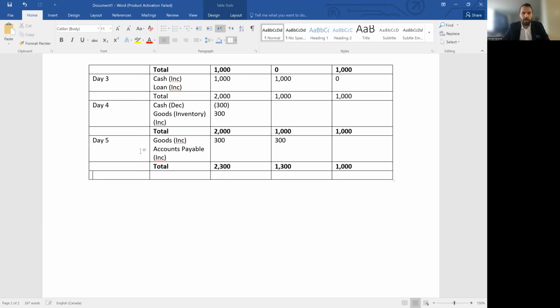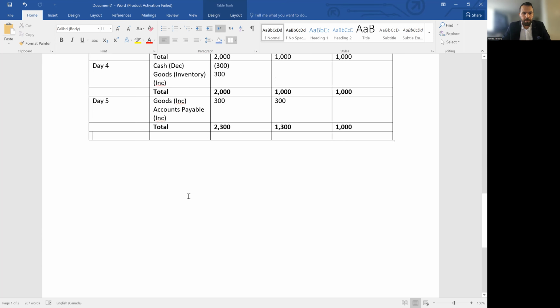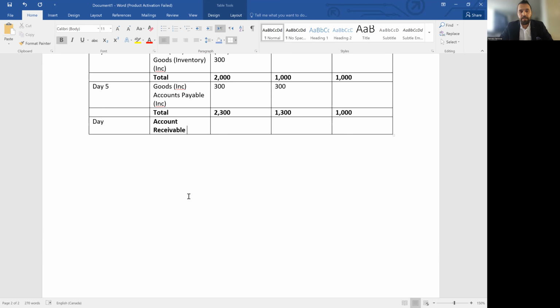So let's do the last transaction. Again, day 5. On this day, we have two transactions. Sold goods for $400 on credit. So we have two accounts. One is accounts receivable. Accounts receivable means if we sell something on credit, we didn't receive the cash right now, but we will receive it later on. So we call it in accounting accounts receivable. And this is our asset, and this one increases.